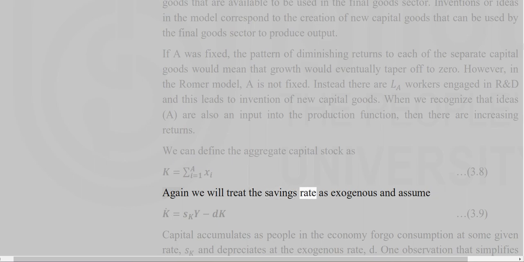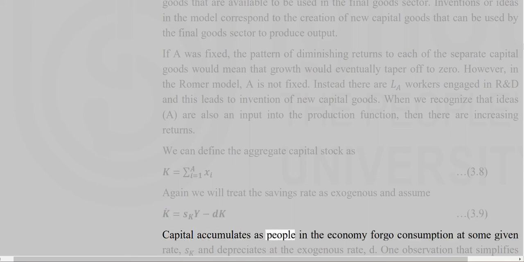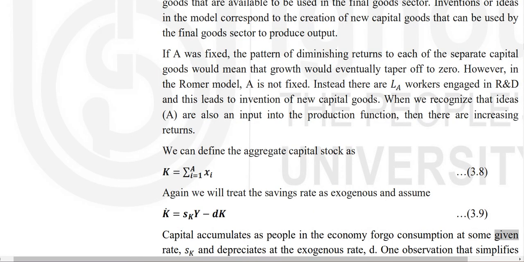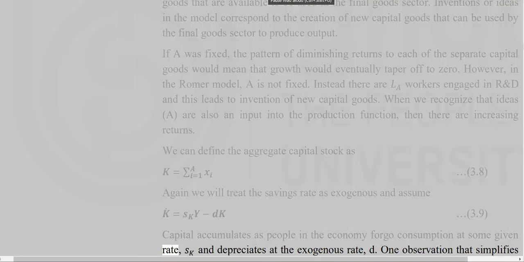Again, we will treat the savings rate as exogenous and assume K dot equals s Y minus D K, 3.9. Capital accumulates as people in the economy forego consumption at some given rate, and depreciates at the exogenous rate, D.